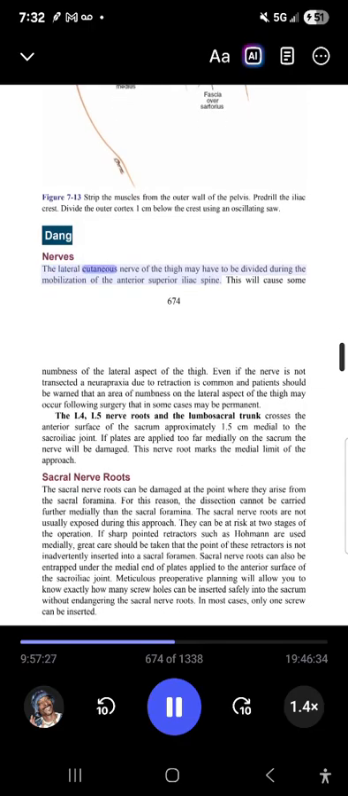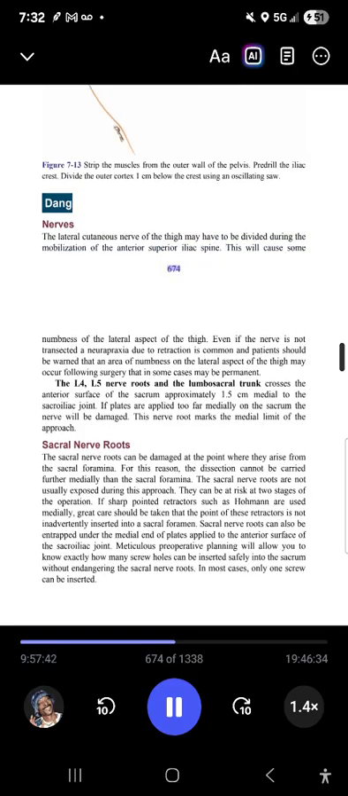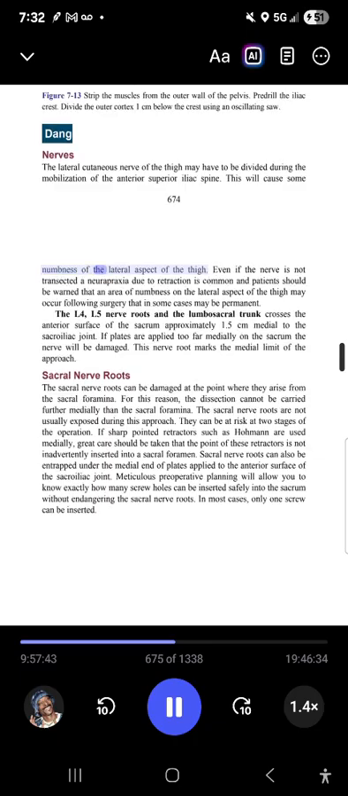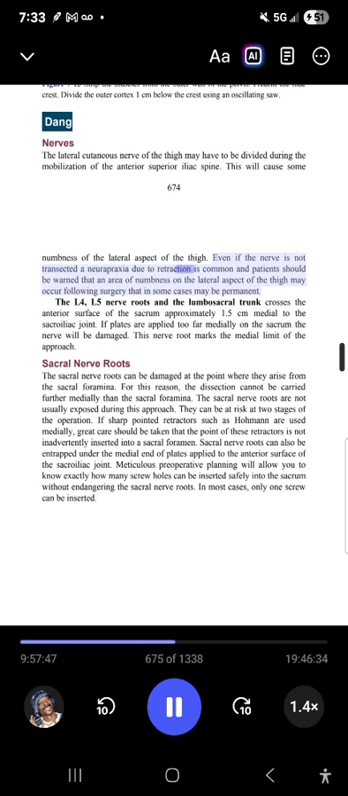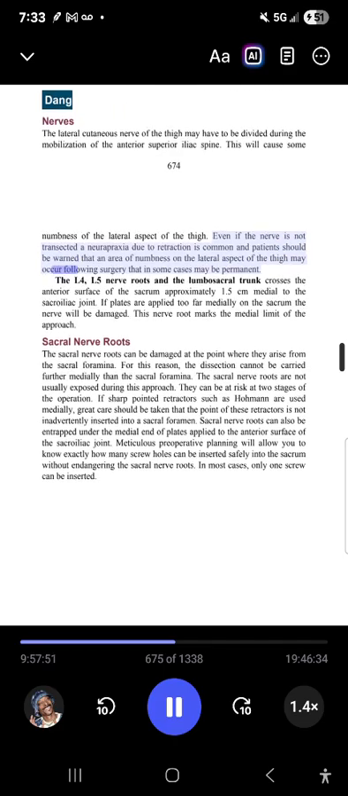Nerves. The lateral cutaneous nerve of the thigh may have to be divided during the mobilization of the anterior superior iliac spine. This will cause numbness of the lateral aspect of the thigh. Even if the nerve is not transected, a neuropraxia due to retraction is common. Patients should be warned that an area of numbness on the lateral aspect of the thigh may occur following surgery that in some cases may be permanent.